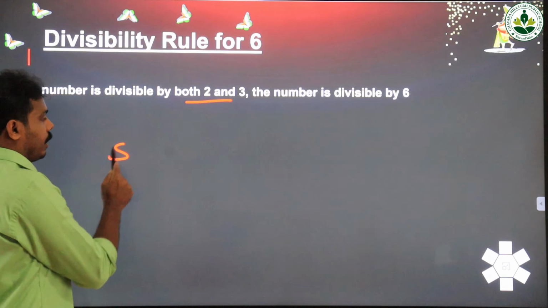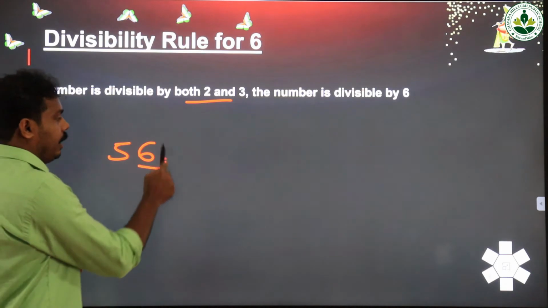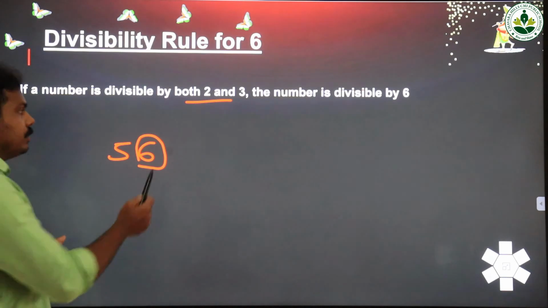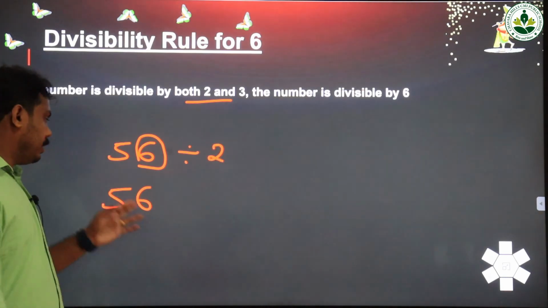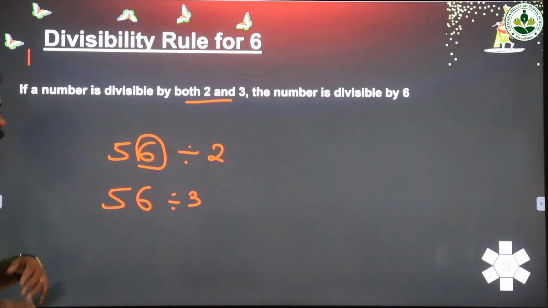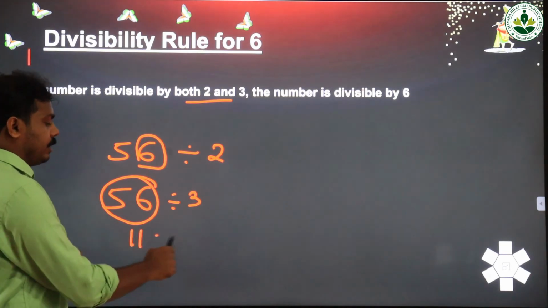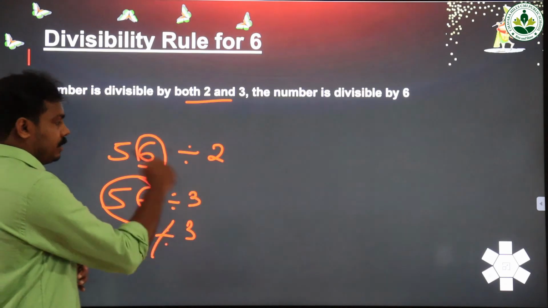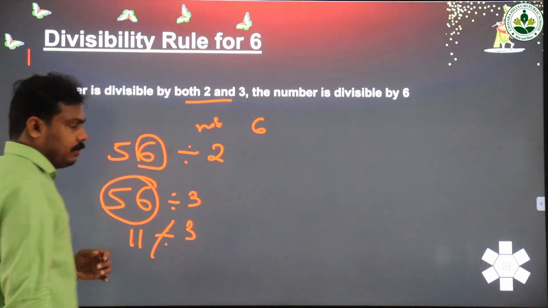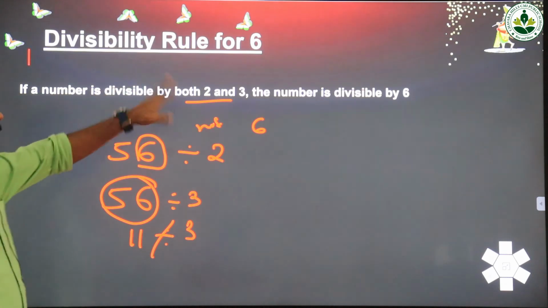For example, if you write 56, is it divisible by 2? Yes, because the ones place digit is 6, that is an even number, so it is divisible by 2. Then we need to check whether 56 is divisible by 3 or not. I will check the divisibility rule of 3: add all the digits of the number. 5 plus 6 is 11. It is not divisible by 3. So this number 56 is not divisible by 6. If a number is divisible by 6, it is divisible by both 2 and 3.